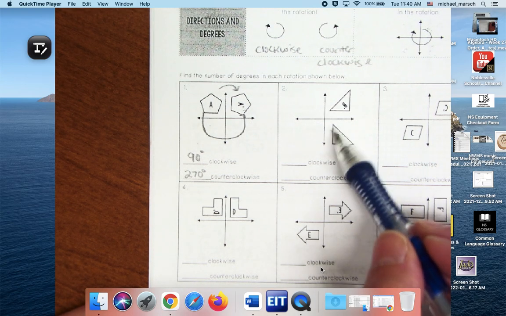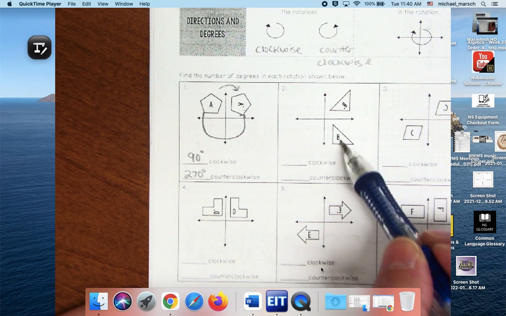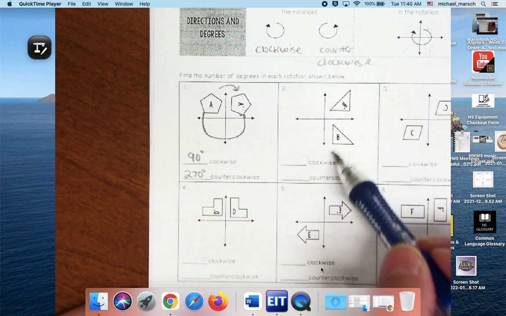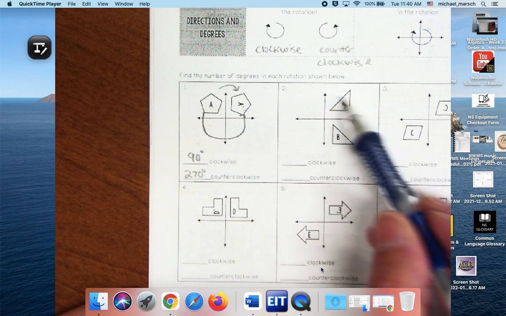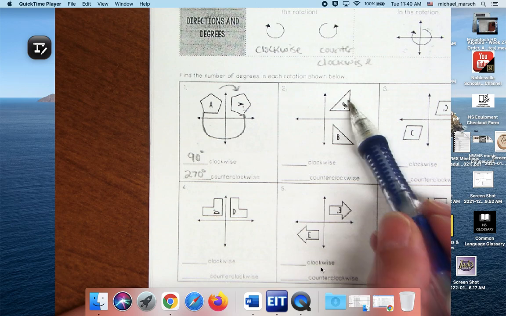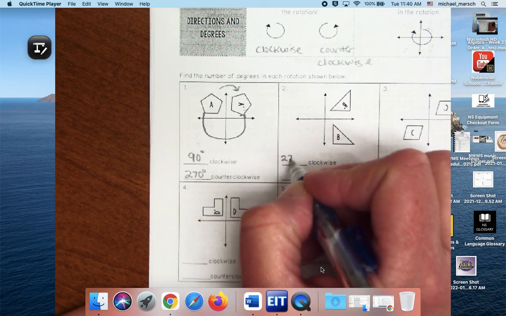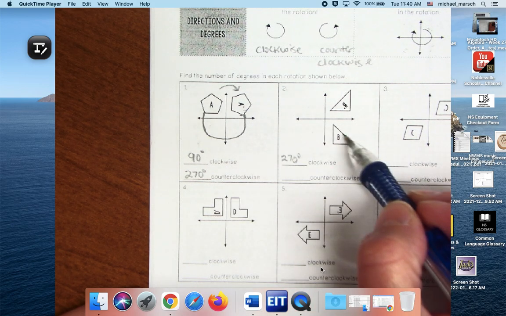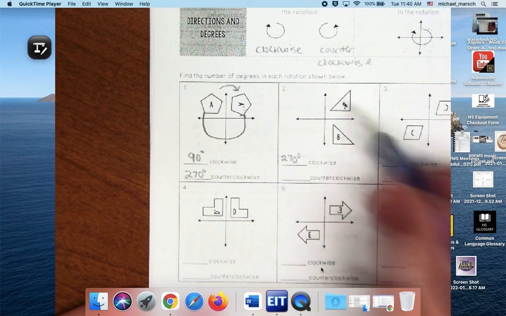So how about for number two? Now, this is where it really becomes important you pay attention to if there's a prime or not, right? So I'm starting down here, and I'm going clockwise three quadrants. So how many degrees did I go clockwise? 270. And then how many did I go counterclockwise? 90.